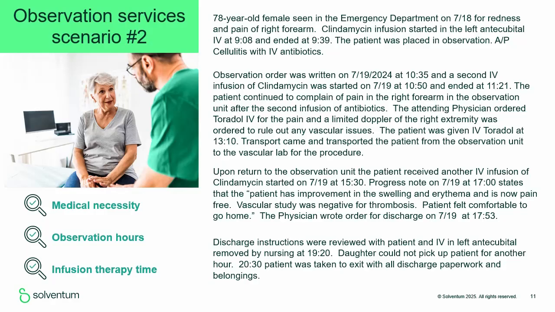After the second infusion, the attending physician ordered Toradol IV for the pain and a limited Doppler of the right extremity. So the patient was given the IV Toradol at 13:10. Transport came and transported the patient from the observation unit to the vascular lab for the procedure. Upon return to the observation unit, the patient received another infusion of clindamycin, which started at 15:30. The progress note at 1700 states that the patient has improvement in the swelling and the erythema and is pain-free. So the vascular study was negative. Patient felt comfortable to go home.